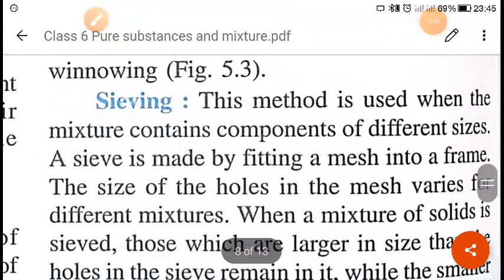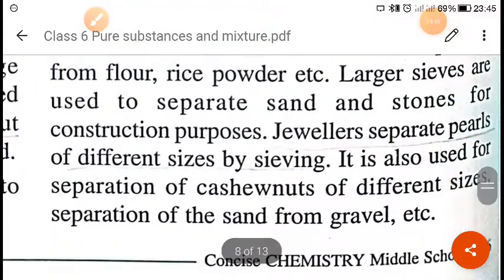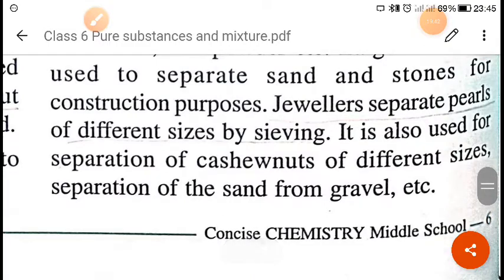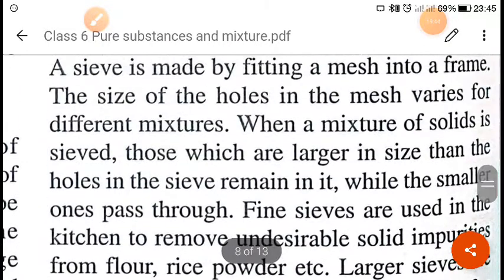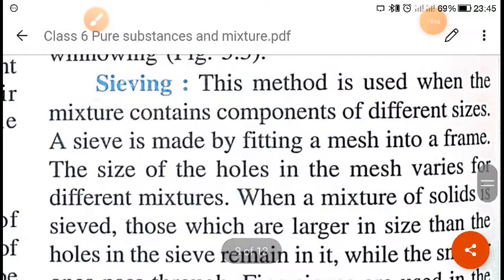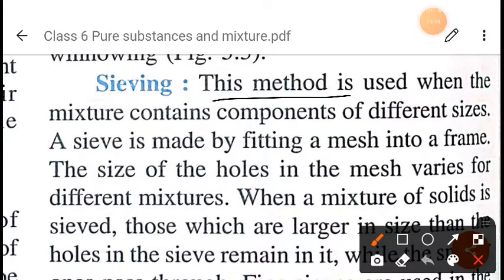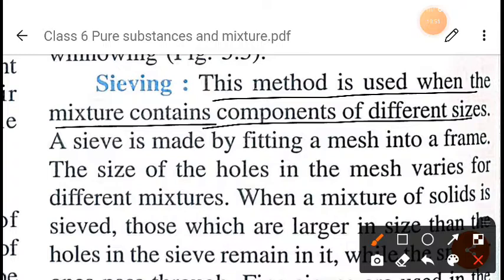Sieving also you have seen in your home, right? In your home you have seen the sieving method, right? Let us see what is written here. This method is used when the mixture contains components of different sizes, right? If the mixture contains components of different sizes, at that time we use the method which is sieving.